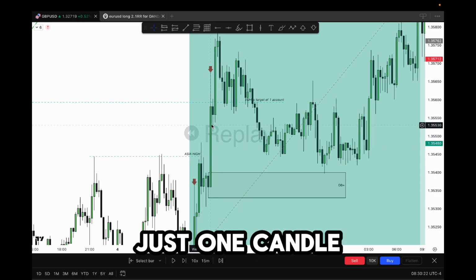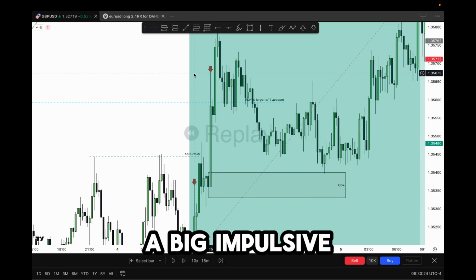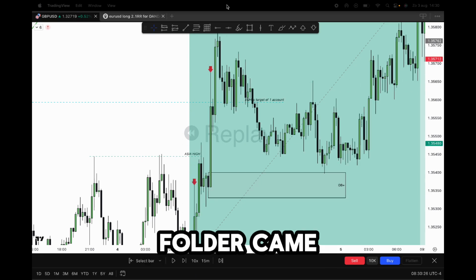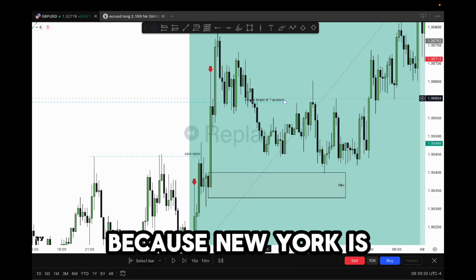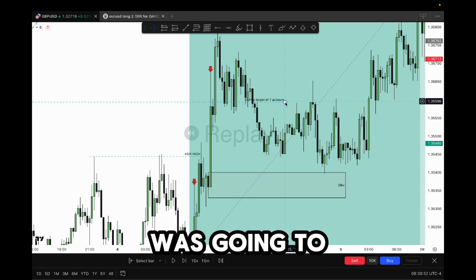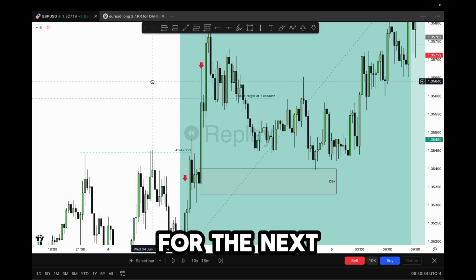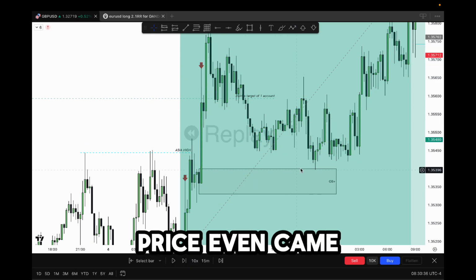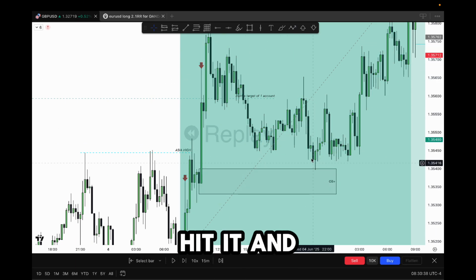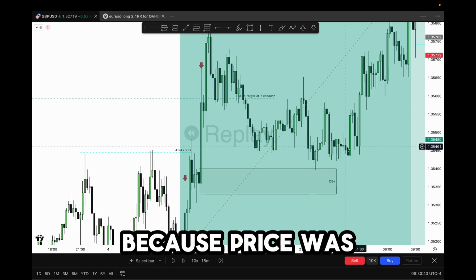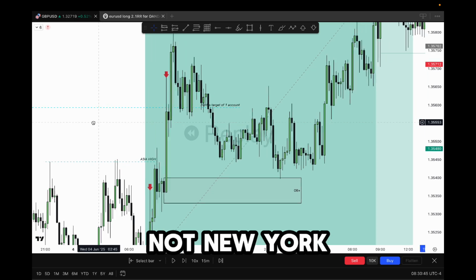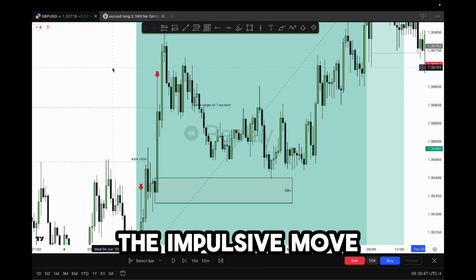This was just a beautiful order block, because it was just one candle on the 15-minute chart and we made a big impulsive move. After that red folder news came, we made another impulsive move, and then the market was a little bit slow because New York was going to close and preparing for the next day. Price even came back to the order block, hit it just one time and made a little consolidation because price was not optimal. It was London, not New York, and after that we still made the impulsive move.